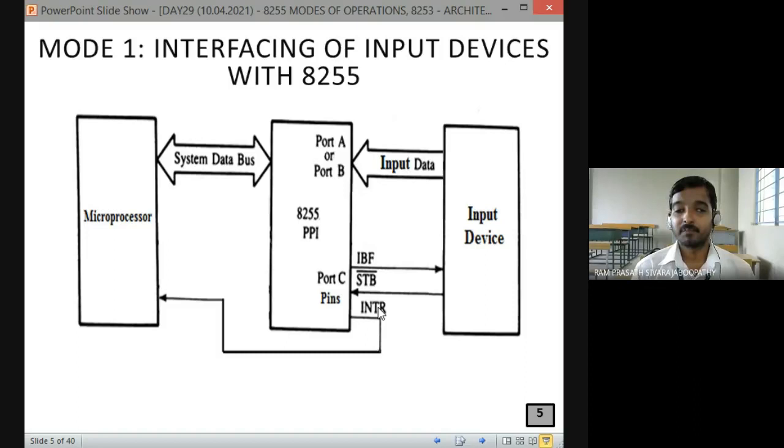How are these signals going to be used? These three signals, IBF, STB bar, INTR, we call handshaking signals. What do you mean by handshaking in communication?